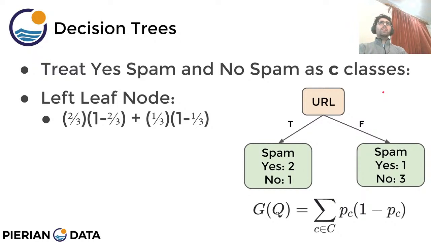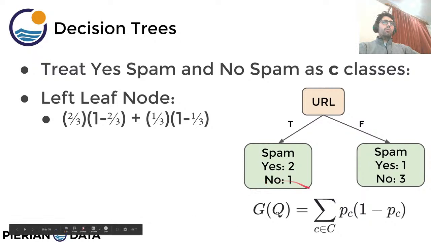I'm going to go over that again because I didn't realize my face was covering this. What we're doing here is simply following this equation for each of the classes. There are only 2 classes in this case: what's the probability of being spam, and what's the probability of being not spam. If the URL is true, the probability of being spam is 2 out of 3, times 1 minus 2 out of 3, just to follow the formula. Next class, what's the probability of being not spam? That's 1 out of 3. So essentially, you just have to figure out P_C for each class, plug it into this formula, and then add them all together. That's what Gini impurity is.